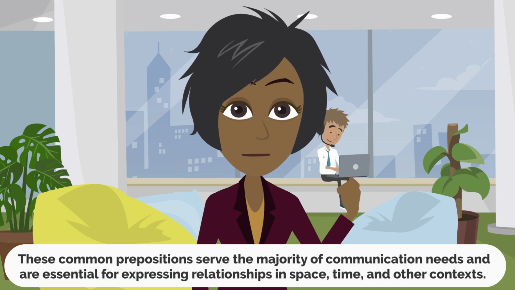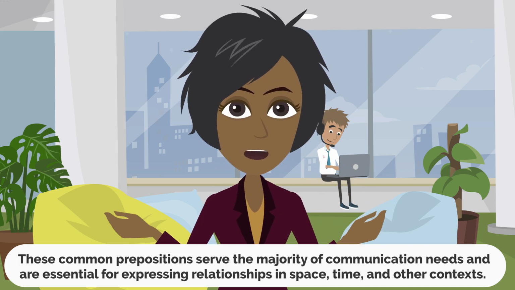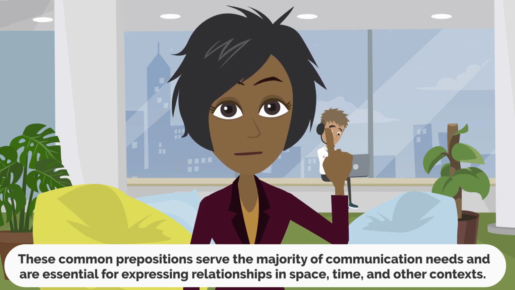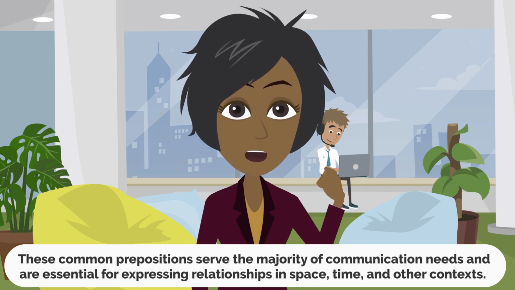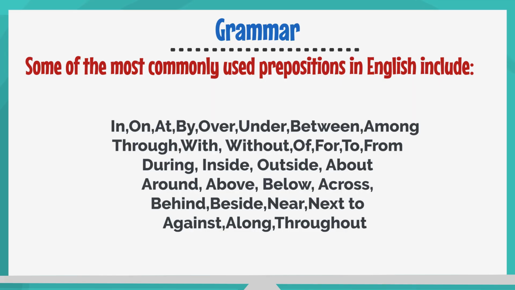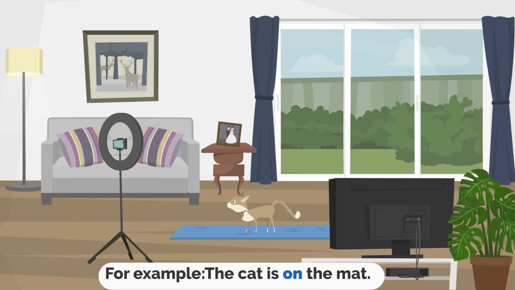These common prepositions serve the majority of communication needs and are essential for expressing relationships in space, time, and other contexts. Some of the most commonly used prepositions in English include in, on, at, by, over, under, between, among. Please pause the video and read the rest of the prepositions. For example, the cat is on the mat.